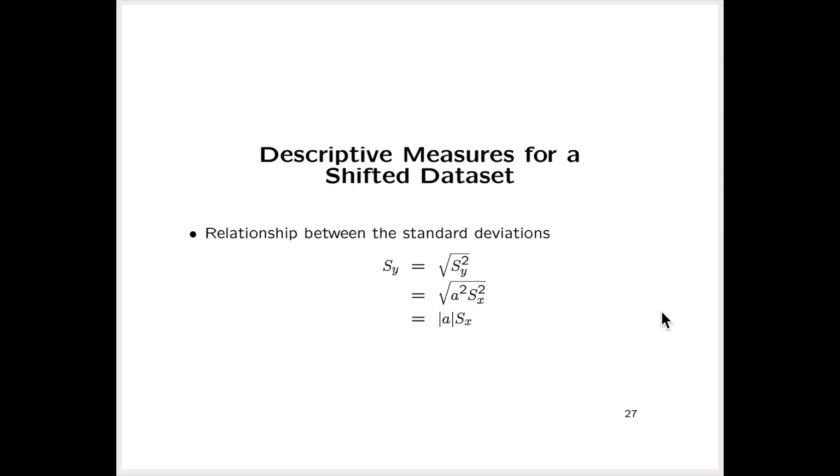And then to get the standard deviation of the y's, we would just take the positive square root of the variance of the y's. So this is what we would get: the absolute value of a times the standard deviation of the x's. Now, I had to make the same correction on this page that I made a few slides ago. So make sure in your notes that you put the absolute value around the a.